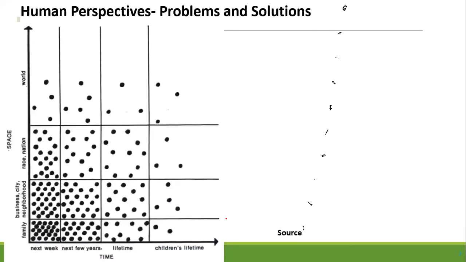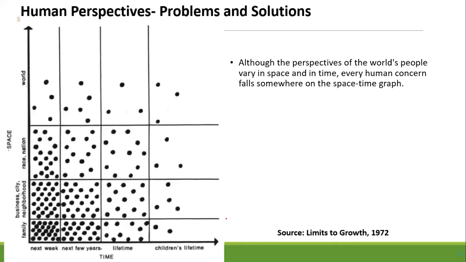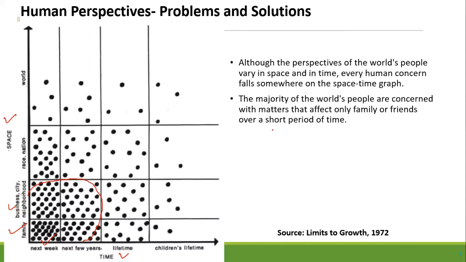Yes. So I'll again take you to the same book called Limits to Growth, 1972. This is a graph that was published in this report. Let's say on the x-axis it is time, on the y-axis it is space. And these are the problems that every human being faces. But what happened? Most of the people are concerned only up to this point, only about the near term. What about next week, the next few days, and only about their family or neighborhood. We only try to solve problems for this.